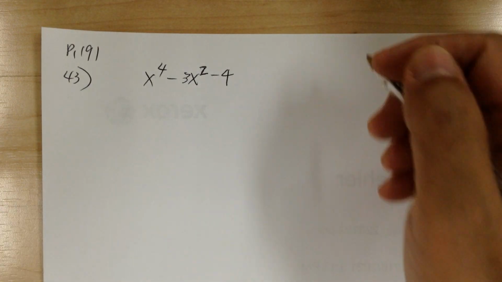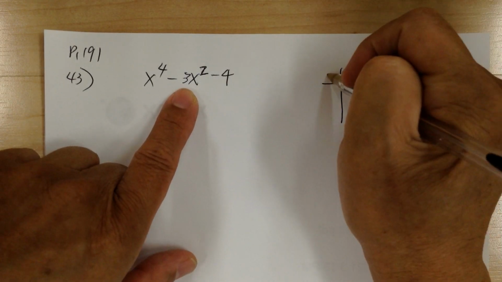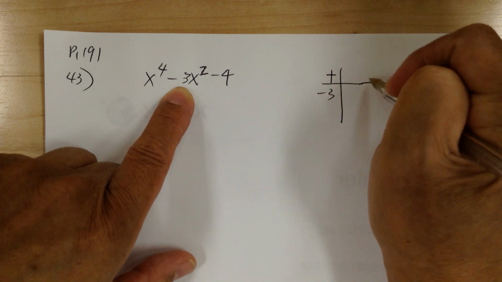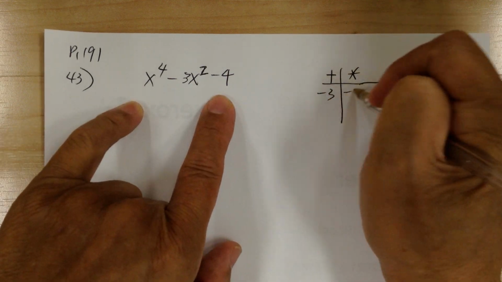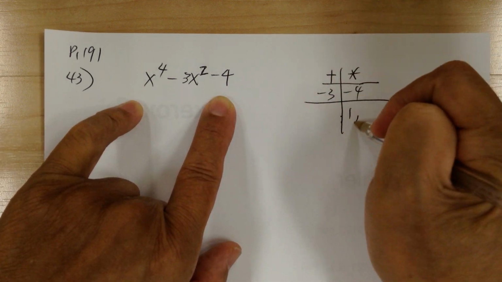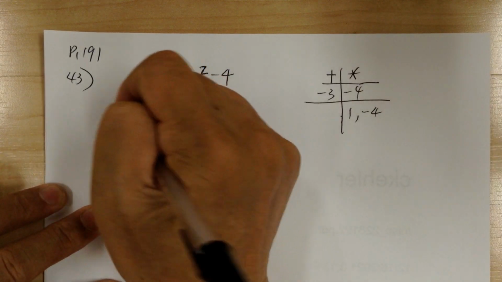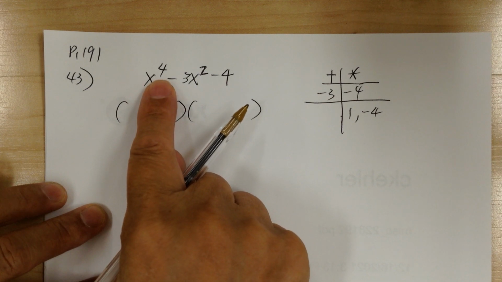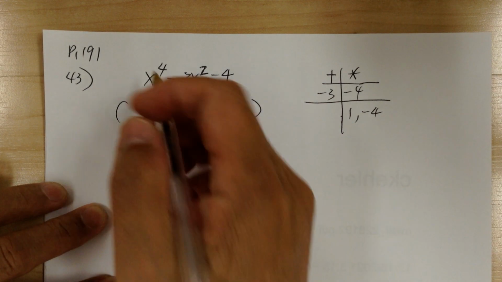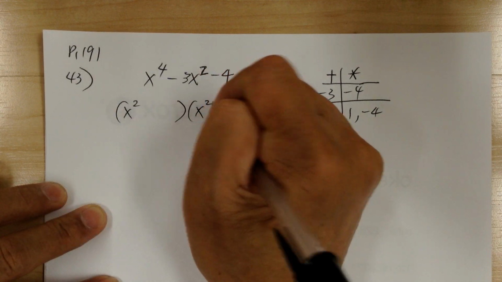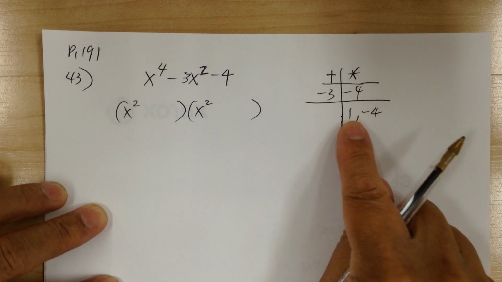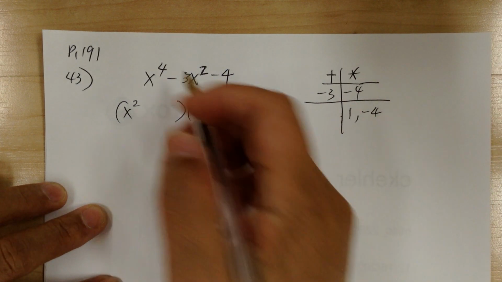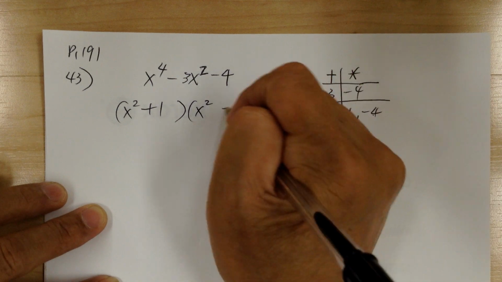You have to add to get negative 3. You have to multiply to get negative 4. So 1 comma negative 4, and that's it. So when you're doing this, this is x to the 4, so you need to break into x squared and x squared. And so again, this would be plus 1, and this would be minus 4.